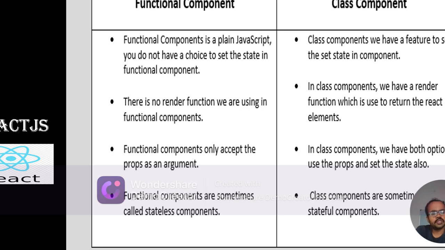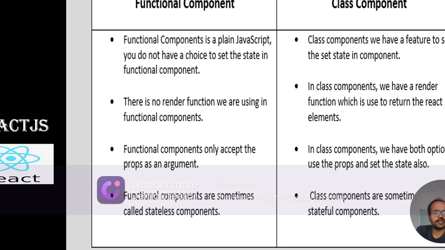Next point is the function. In the functional component there is no render function. We only return the HTML kind of things. That's why a functional component is suitable only for displaying. We can't write any logical kind of things. Just for the UI kind of things, we can use a functional component.